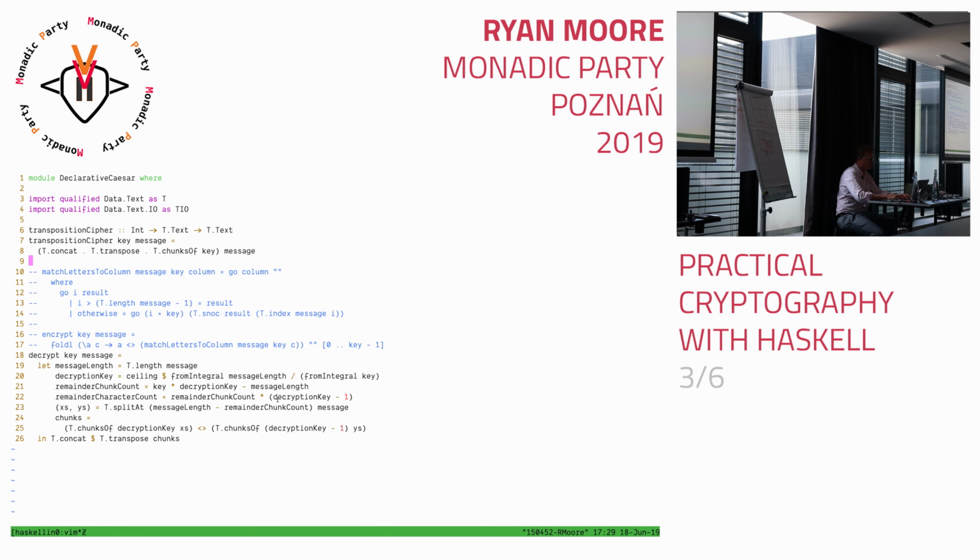And since we know that, then we can use the chunks function with the exact decryption key minus one, and compose that with transpose and concat, and we're golden.